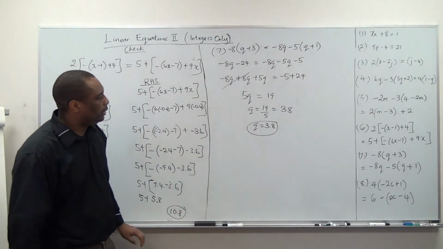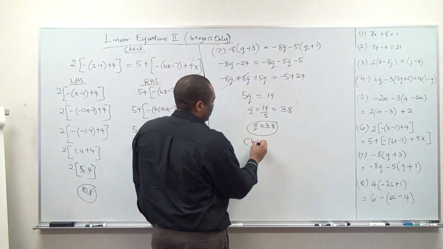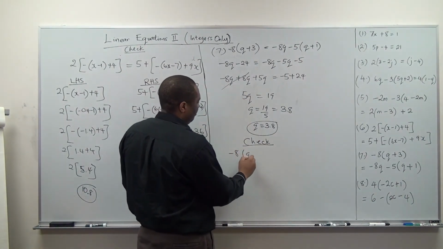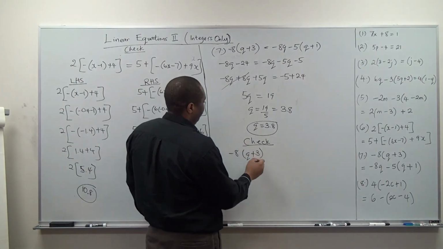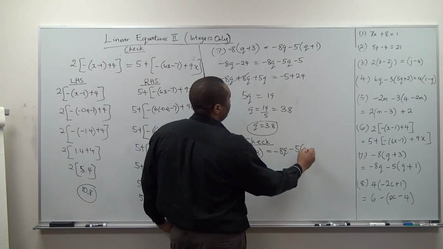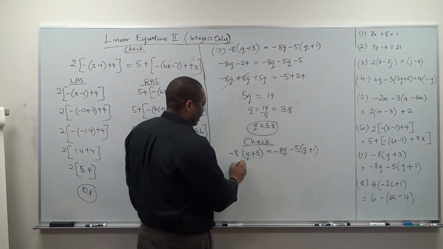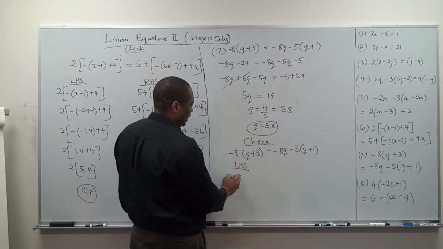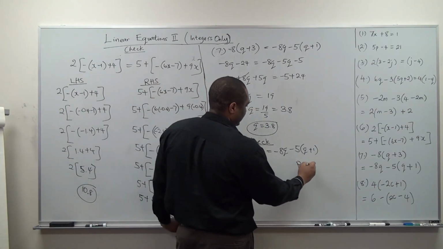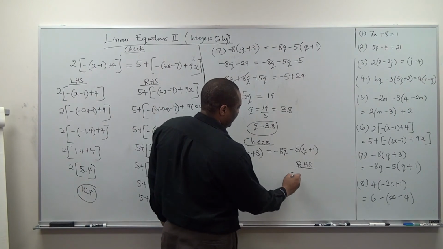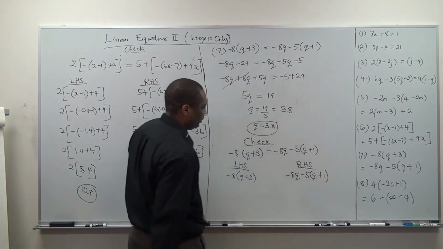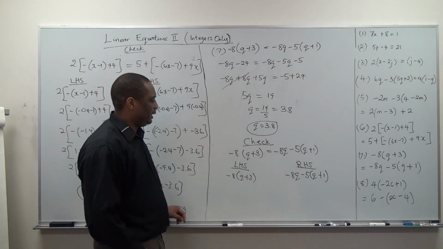Okay. Alright, the next thing is to do what? Is to check. Checking, I write my main problem. Negative 8 into q plus 3 equal to negative 8q minus 5 into q plus 1. Now the left hand side is negative 8 into q plus 3. And then the right hand side is negative 8q minus 5 into q plus 1. Alright, I plug it in as usual.